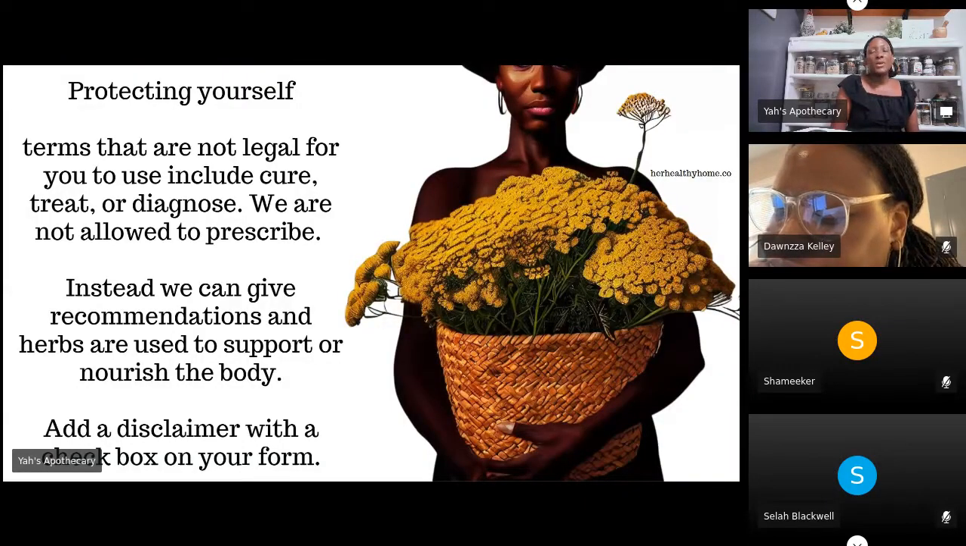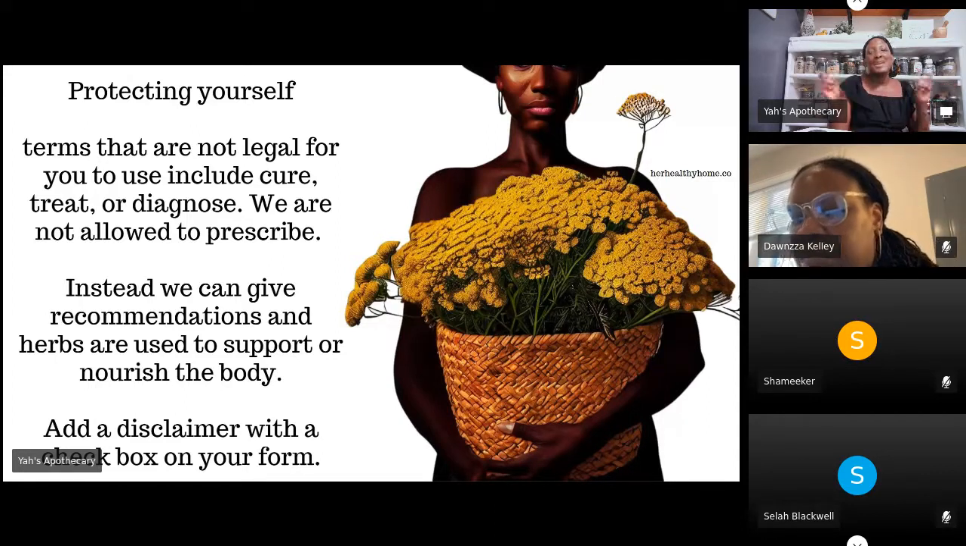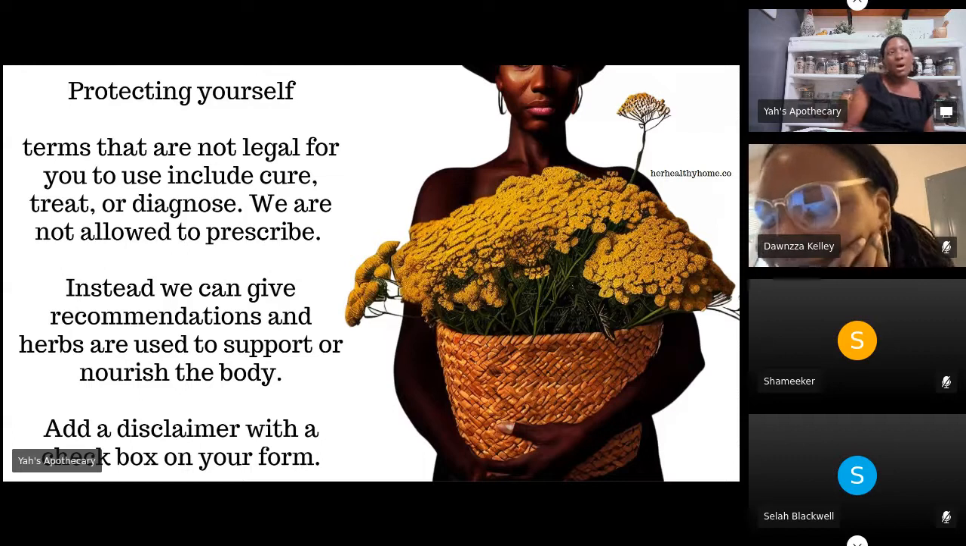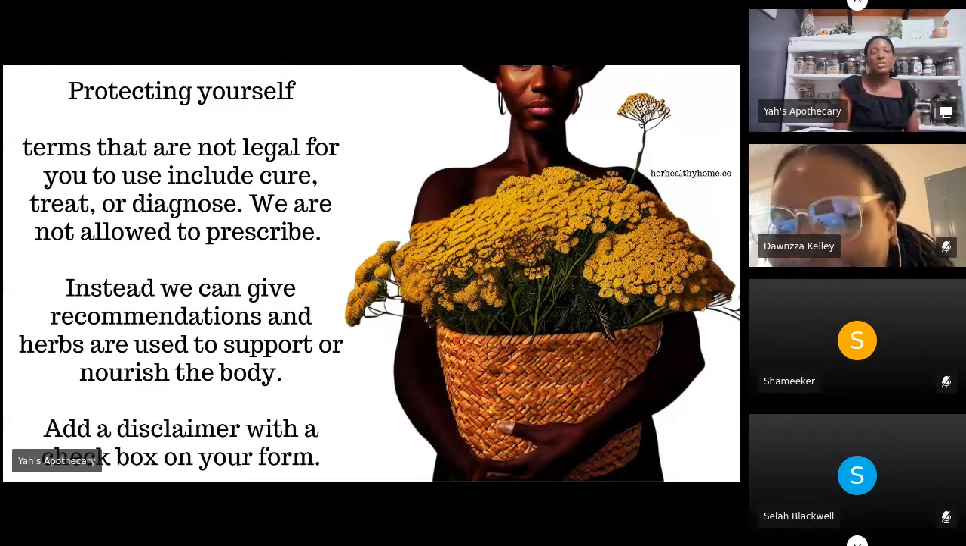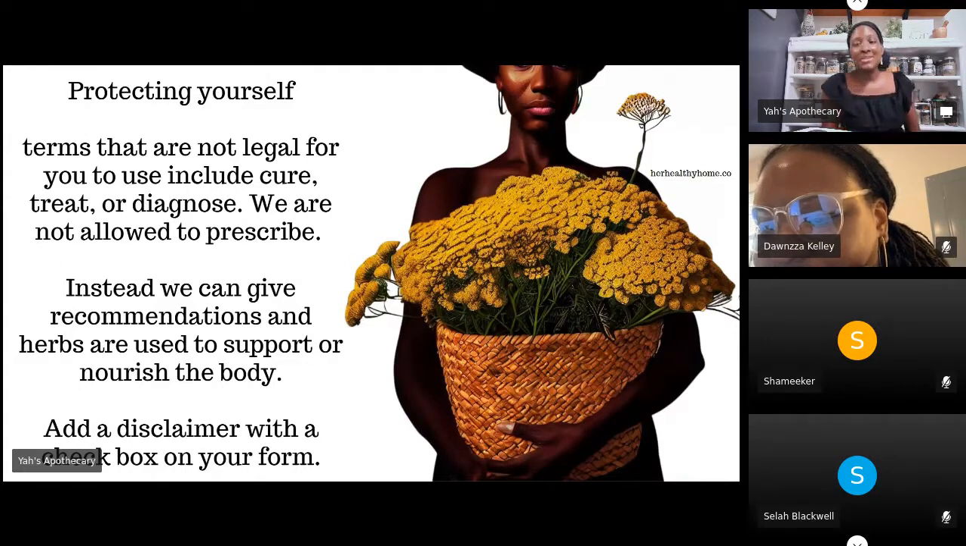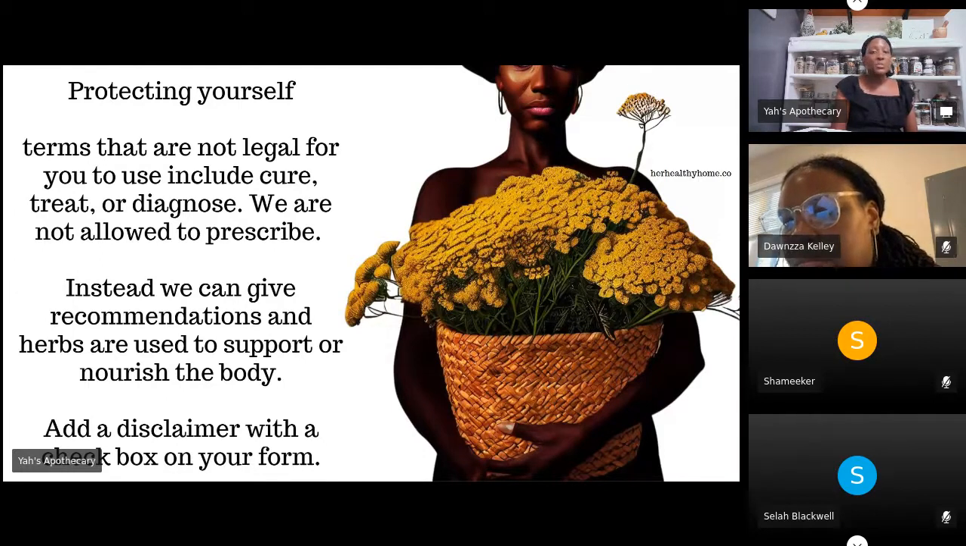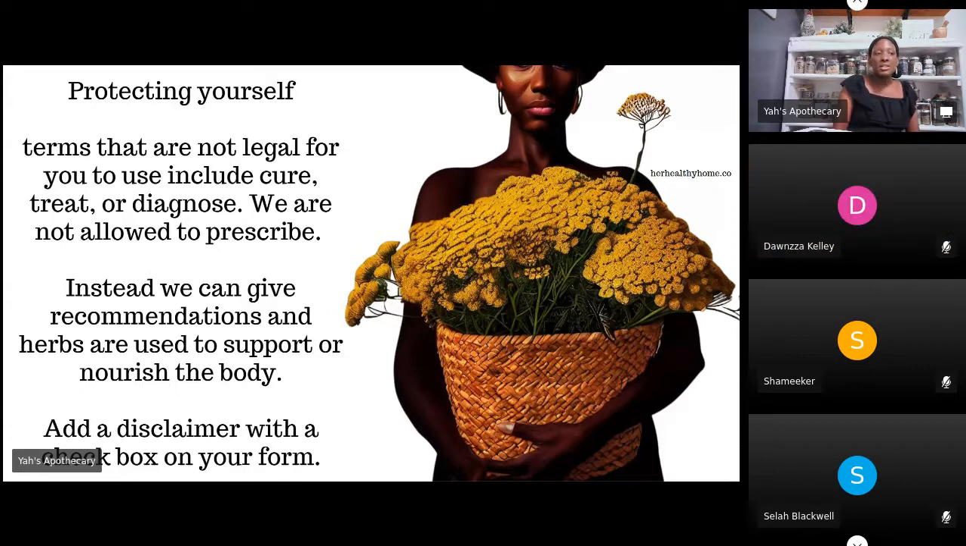As herbalists, we know that herbalism is not regulated. It's not deemed medicine. And I know I kind of am a little bit over the line sometimes. But technically you aren't supposed to use words like cure, treat, or diagnose. We're not arguing whether the herbs do that, but that's by law. You're not supposed to use any of those words. We're not allowed to prescribe anything unless you actually are a doctor. So instead we give recommendations, and we usually use different terminology like supporting or nourishing, things like that. It's just to protect yourself.